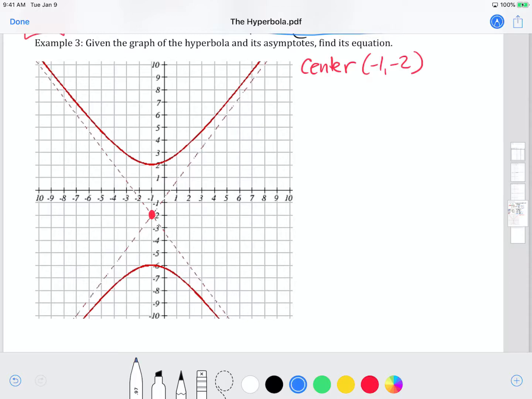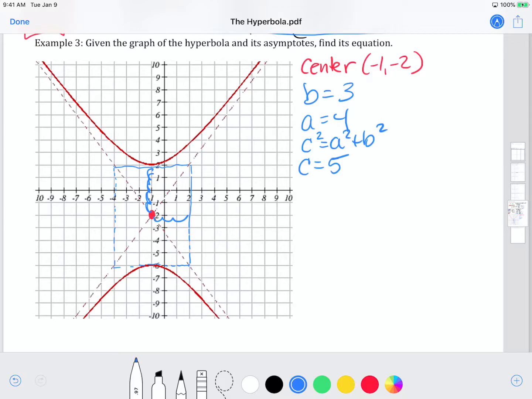If I imagine that I draw my box, I can see that my value of b is 3, because from the center out would be my value of b. My value of a would be from my center out to the vertex. So that's going to be a is 4. And if I use my equation c squared is equal to a squared plus b squared, I'm going to find that c is 5.